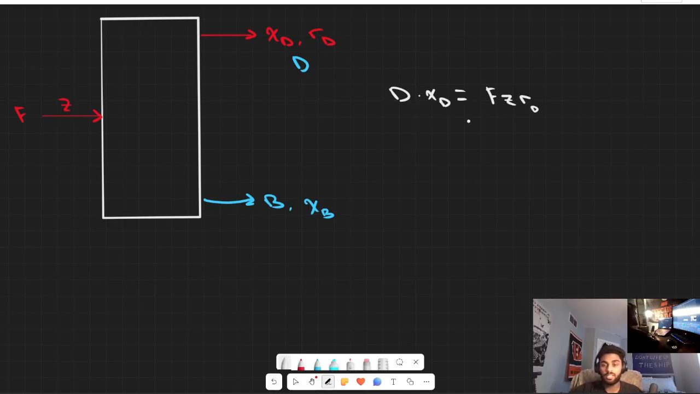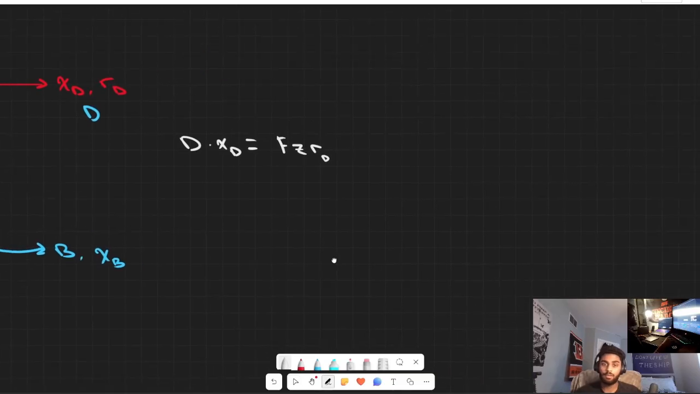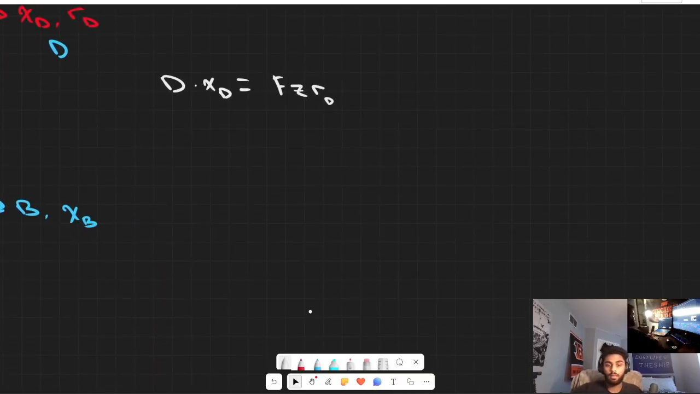So we have essentially set up a very simple mass balance for finding our distillate flow rate, because we know what the composition of our distillate is, we know our feed flow rate, we know the composition of our feed, and we know the recovery in our distillate. So we can then say our distillate is equal to F z R sub D over x sub D.